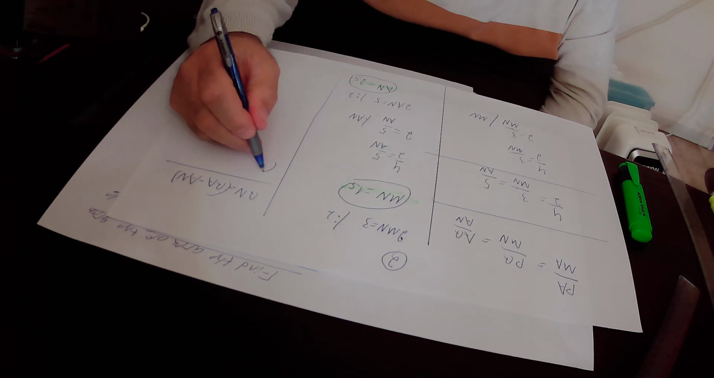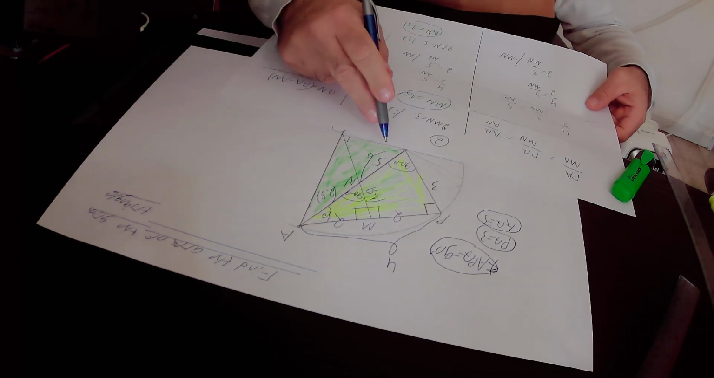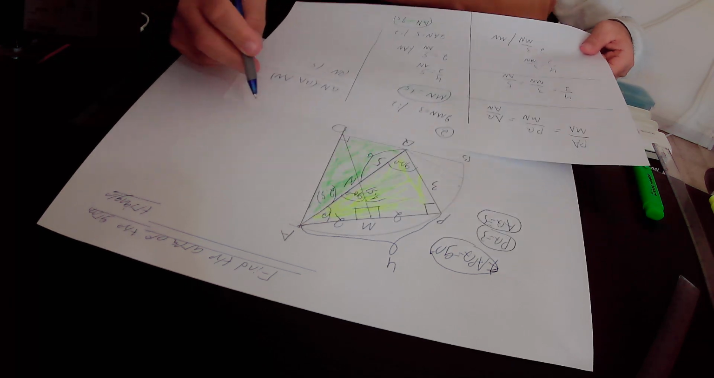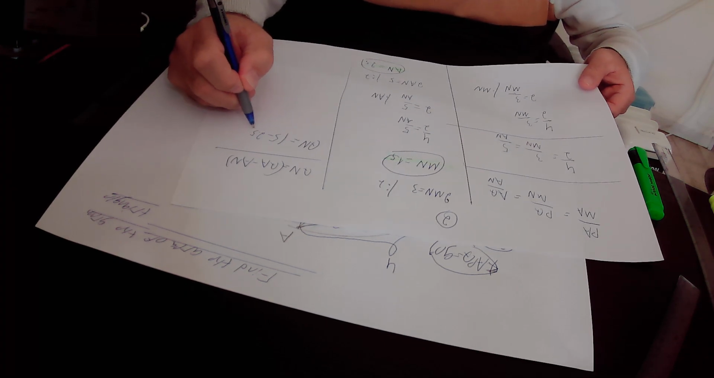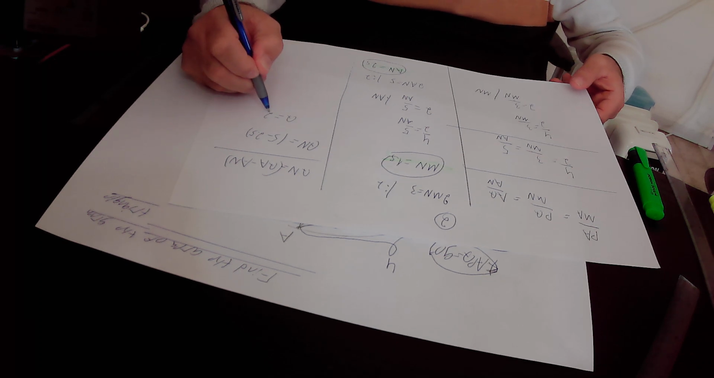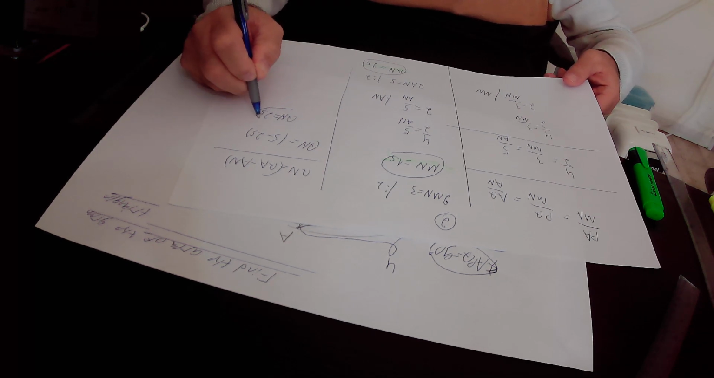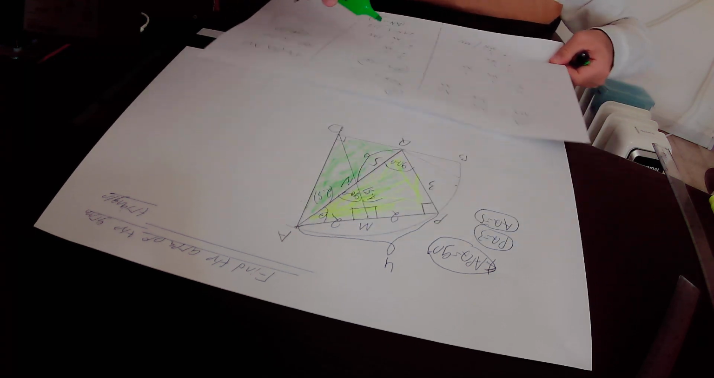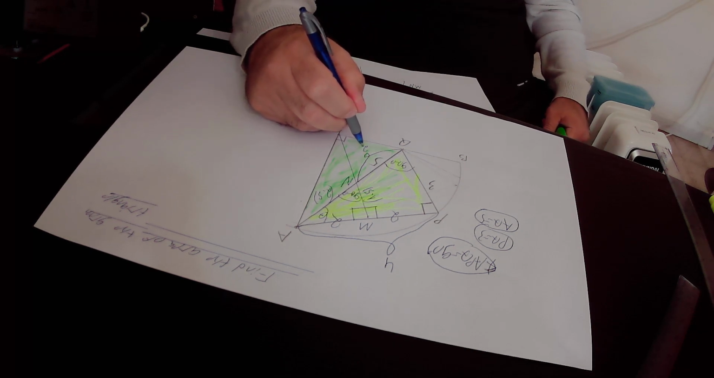So QN equals QA, which equals 5 units according to what is given in the question, minus AN. We already found that AN equals 2.5. So QN equals 5 minus 2.5, which is 2.5 units. So I write it down that the length of line segment QN equals 2.5 units.